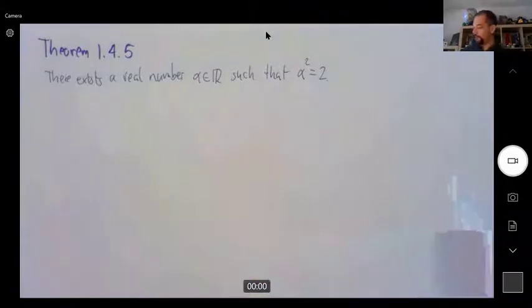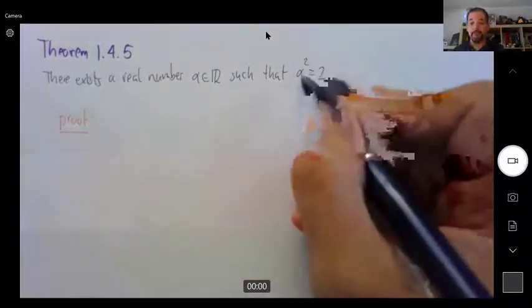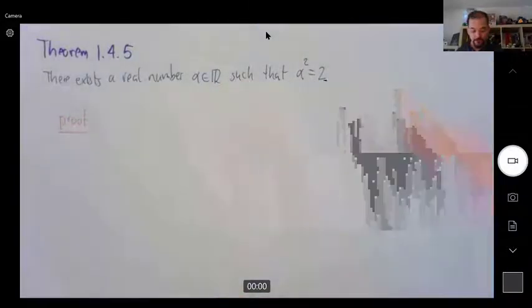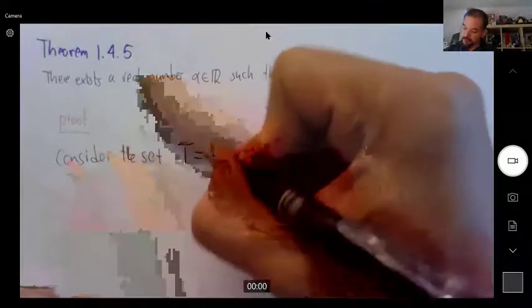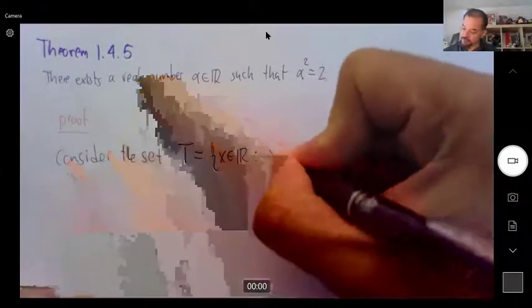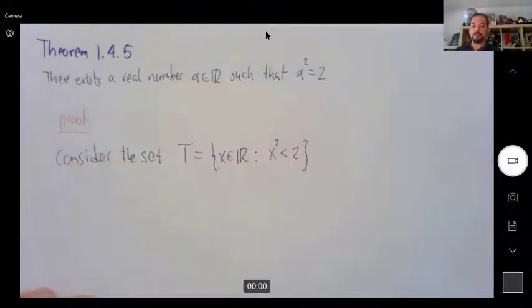And how do we prove it? Well, here we go. What we need to argue is what is that number, right? We need to show that that number exists. And the extra tool we have is that the supremums and infimums exist. So we're going to define this number alpha as the supremum of some set. That's the key, all right? And here is the set. So consider the set T, and this will be the real numbers x such that x squared is less than 2. Okay, so this is a subset of real numbers.